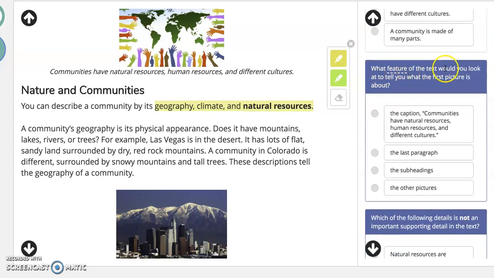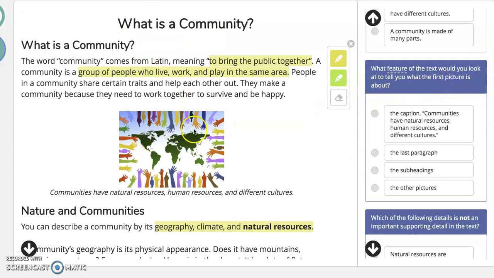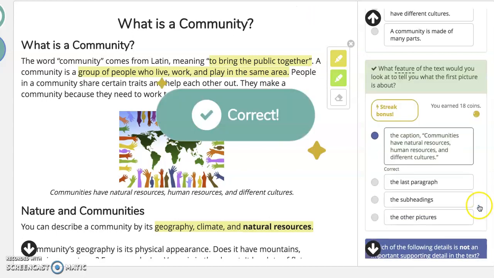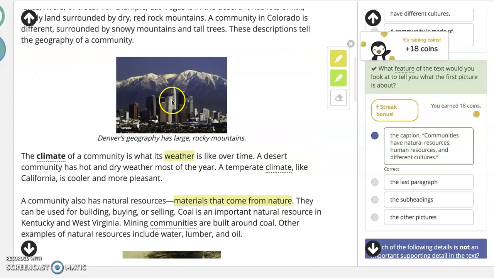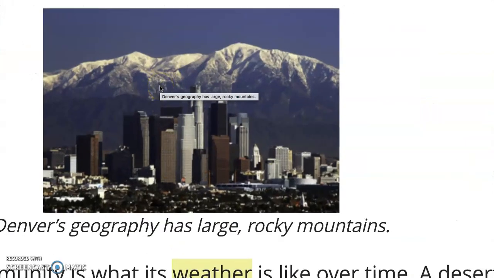What feature of the text, so again, what text feature, would you look at to tell you what the first picture is about? Well, here's the first picture. What do I look at in order to help me understand what this first picture is about? The caption, which is right here, the last paragraph, the subheadings, or the other pictures. If I want to know what this photo is about, what would you look at? You're going to look at the caption, just like you would do for any other picture. The caption is going to tell you what it is.